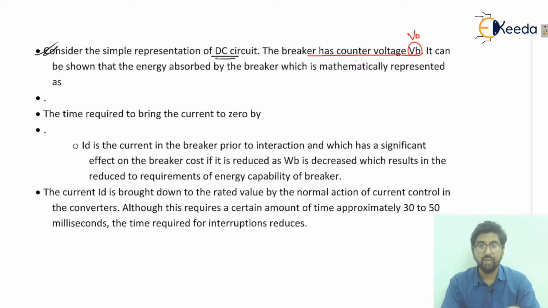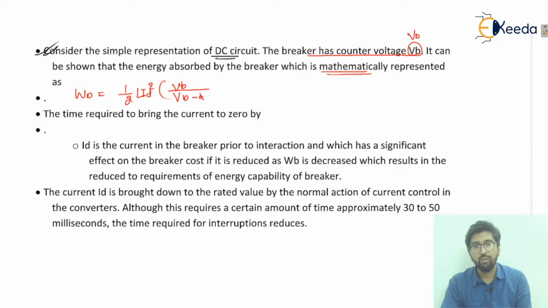Okay guys, so it can be shown that the energy absorbed by the breaker is mathematically represented as WB = 1/2 L ID squared times VB upon (VB minus VD). So this is the basic formula related to the energy absorbed by the breaker.